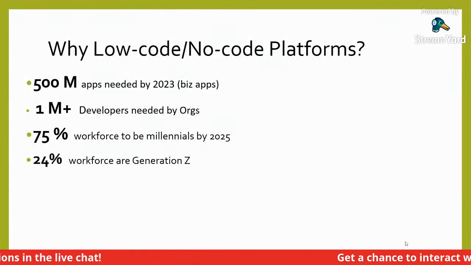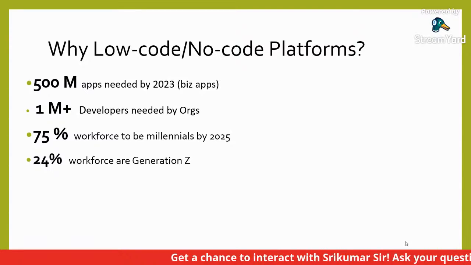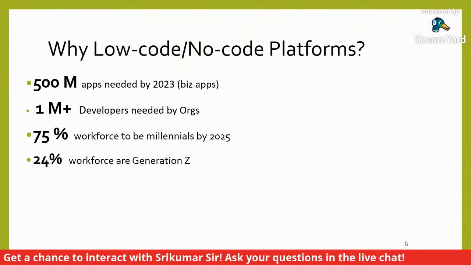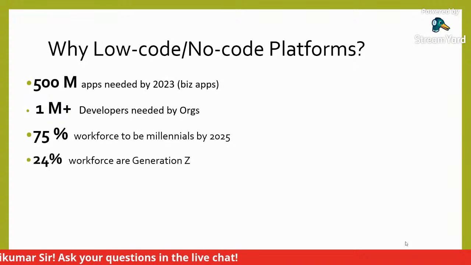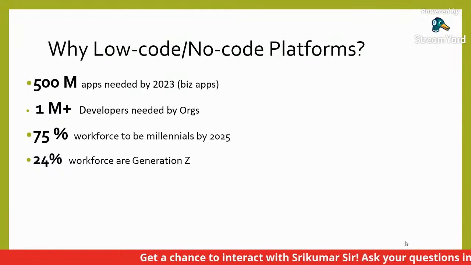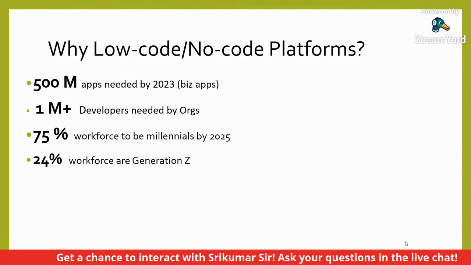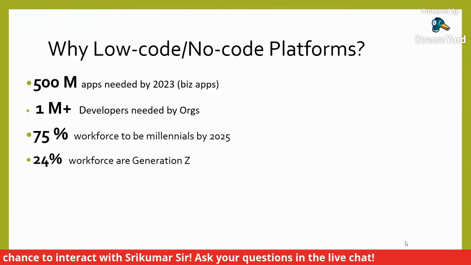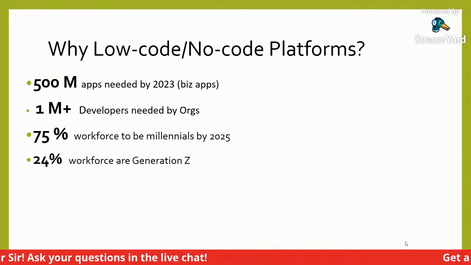Now, I did say let's cover why low code, no code is important, right? 500 million apps is what is needed in business applications by 2023. The world, or the business organizations, need 1 million plus developers. 75% of that workforce is going to be millennials like you and me and everyone. I'm not that old, but looking at it, I can probably be looked upon as a millennial. But Gen Z, which is representing you guys, is 24% of the workforce today, and that percentage is just going to increase.